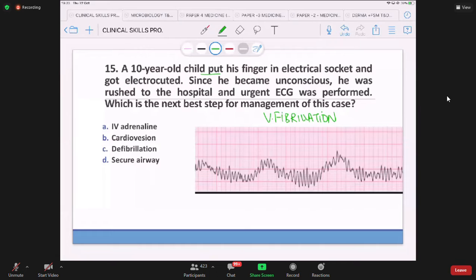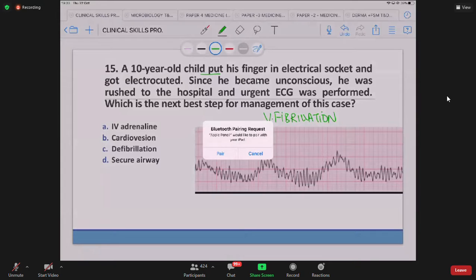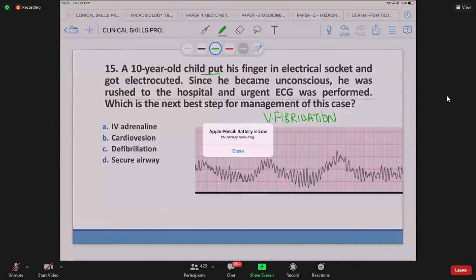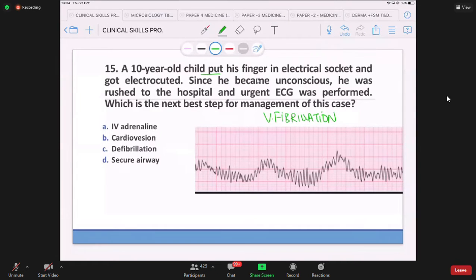So let's rule out the options, guys. If you look at option A of this MCQ, it says intravenous adrenaline. Now, intravenous adrenaline is something that you give in a patient who is actually having cardiac arrest. I'm ruling out option A of this MCQ. Why? Because adrenaline is given in cardiac arrest, and this patient is not having a cardiac arrest. So definitely option A has been ruled out.